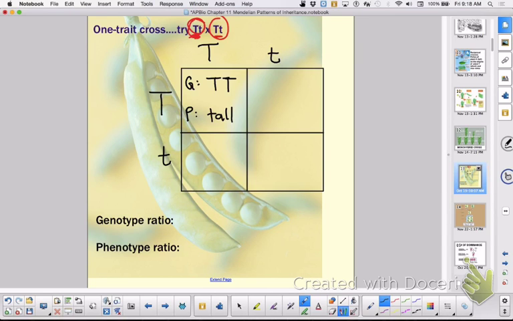Okay, now, anybody need a little more time on here? Okay, so check your work with me. So what will the genotype be here? Do it with me so I know you know it. Big T, big T, little t, and what's the phenotype? Tall. And what's the genotype? Little t, little t. Phenotype? Short.